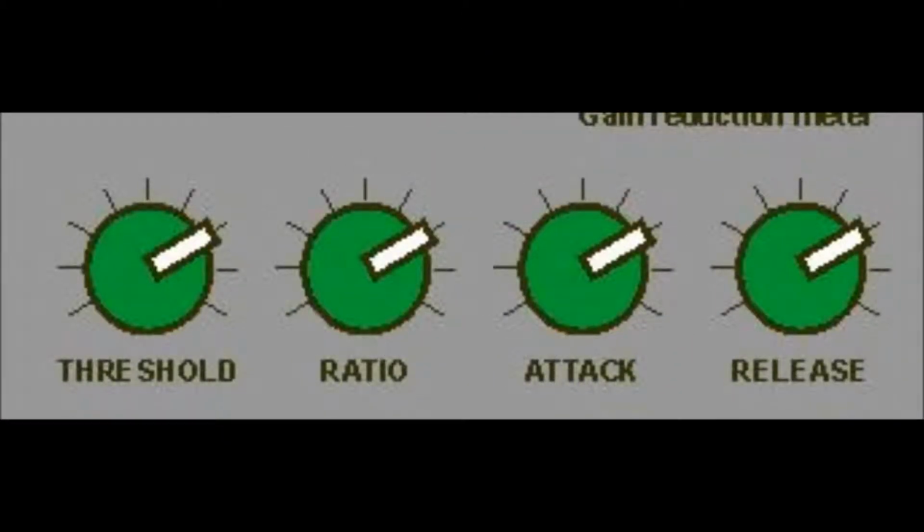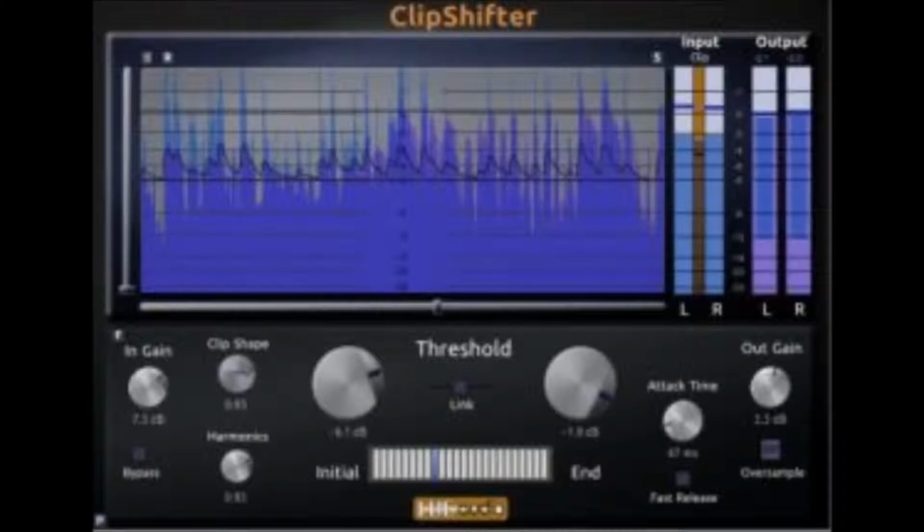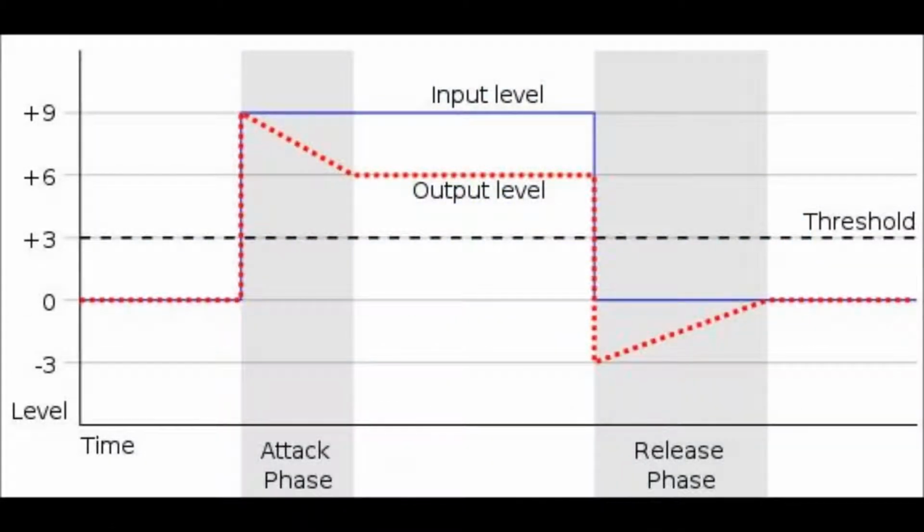There are four controls that are common to all compressors and limiters: threshold, attack time, release time, and ratio. Threshold. The threshold sets the volume level at which the compressor will begin to recognize the signal. Once the signal surpasses this level, its fade is determined by the settings of the other three dials. Therefore, only sounds above a certain level are altered.